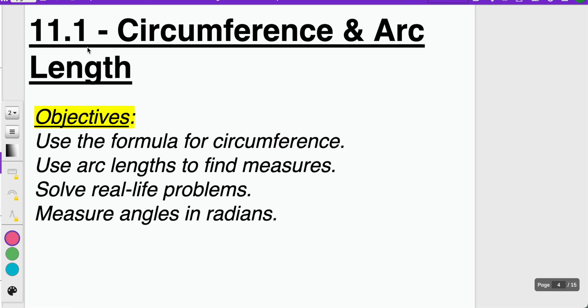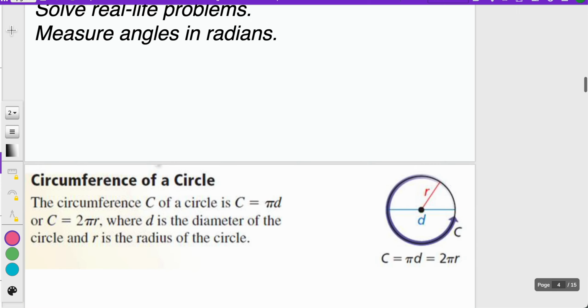Today we're going to be looking at lesson 11.1, Circumference and Arc Length. So we are starting chapter 11, not very heavy in theorems, just understanding all the ways that we can use circles and polygons and finding the area of them. So today we're specifically going to be using the formula for circumference, using arc lengths to find measures, and then solving real life problems to measure angles and radians.